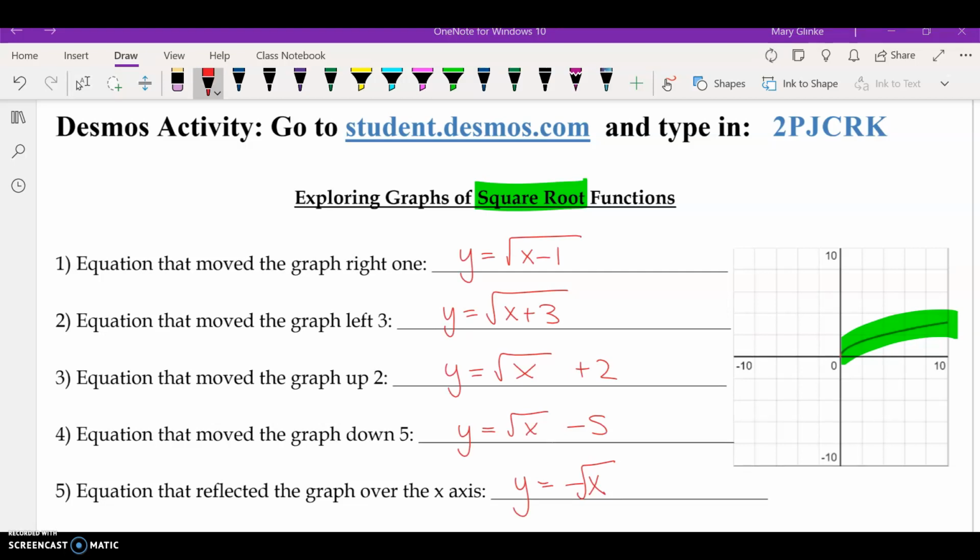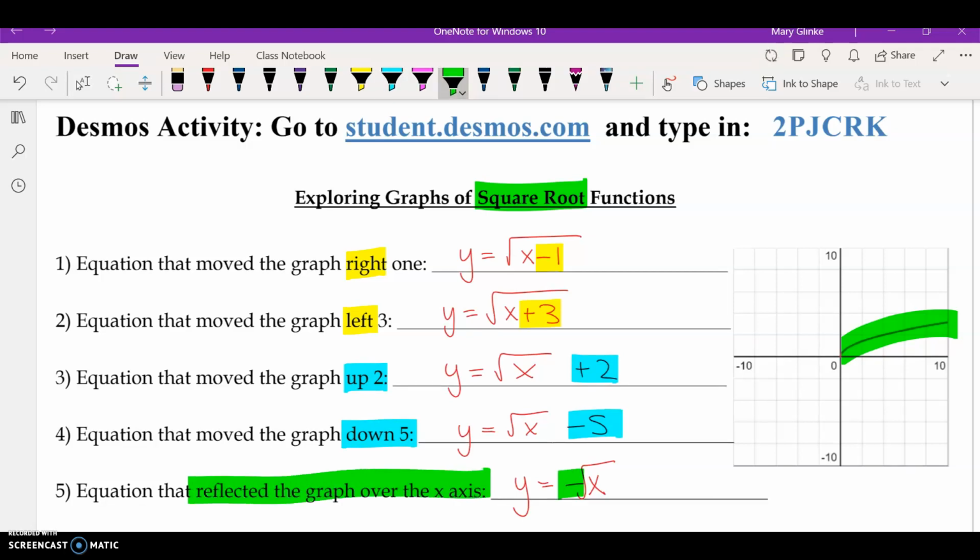Okay, so here were the equations. The first one that moved right 1 had a -1 inside of the square root. If you had a left 3, you had a +3 inside the square root. To go up 2, you had +2 at the end. To go down 5, you have -5 at the end. And to flip over the x-axis, you had that negative sign out in front. Now these should seem somewhat familiar because while the shape of the graph is different, how we're moving that graph all around is the same.